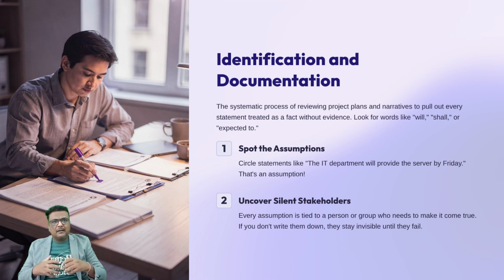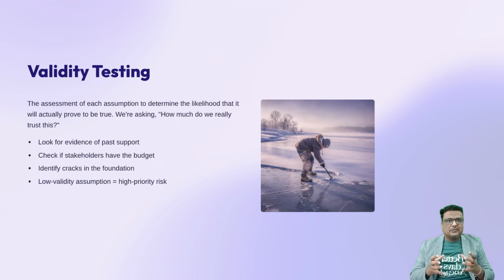Now, once we have a big list of these quote-unquote beliefs, we can't treat them all the same. We need to test how sturdy they are, which brings us right into our next step, which is testing for validity. This brings us to the validity testing phase. Formally, this is the assessment of each assumption to determine the likelihood that it will actually prove to be true. In everyday English, we are asking, how much do we really trust this?